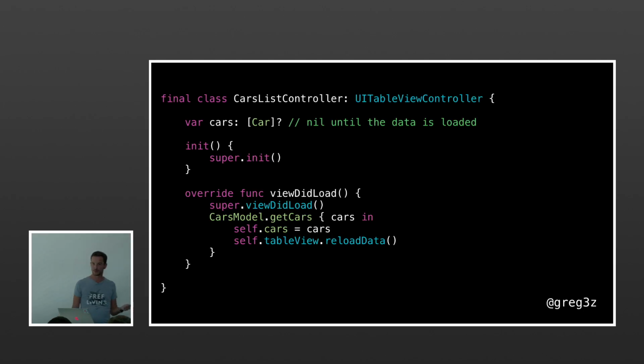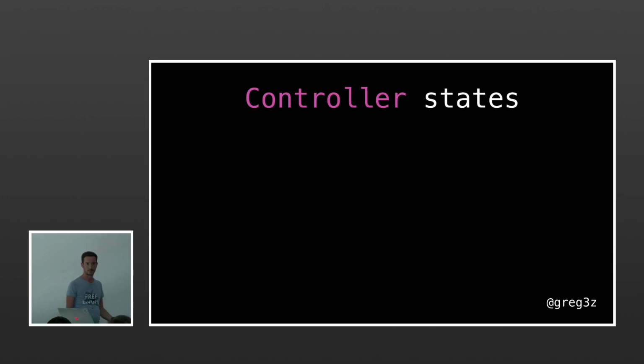But the problem when we do this is that now, this cars list controller, this poor guy, has to manage different states. Asking the persistence, we saw it, is something asynchronous, so it will have to manage a loading state. We saw also that it might fail, so it has to manage an error state. If it didn't fail, the result can be empty, and it will have to manage an empty state. And finally, it can do the job it was intended to do.